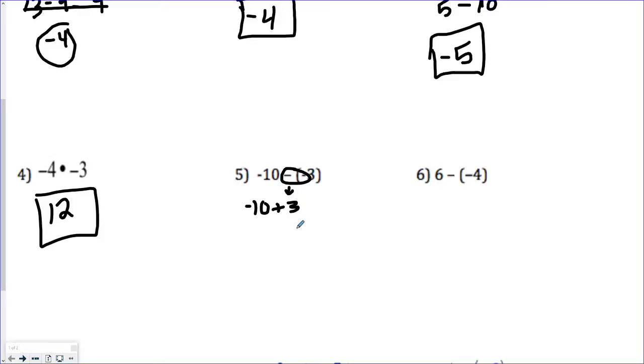And so then we have negative 10 plus 3. Again, you can picture 10 negatives, 3 positives. Canceling them out, you get negative 7.